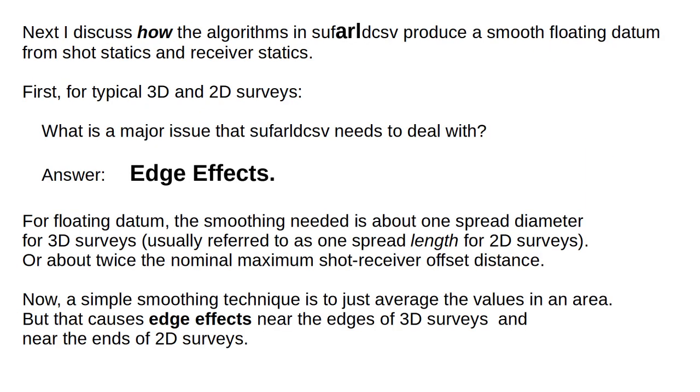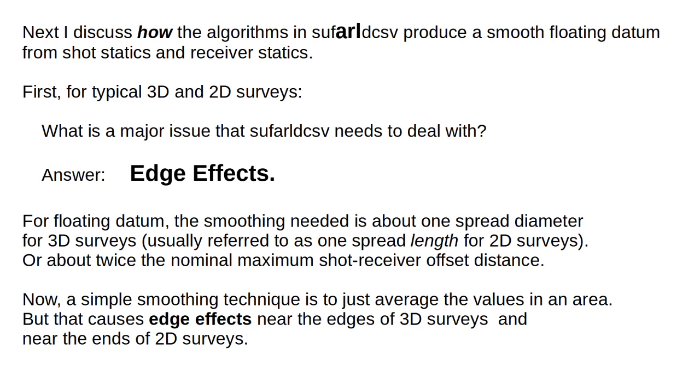Next, I discuss how the algorithms in SUFARLDCSV produce a smooth floating datum from shot statics and receiver statics. First, for typical 3D and 2D surveys, what is a major issue that SUFARLDCSV needs to deal with? Answer, edge effects. For floating datum, the smoothing needed is about 1 spread diameter for 3D surveys, usually referred to as 1 spread length for 2D surveys, or about twice the nominal maximum shot receiver offset distance.